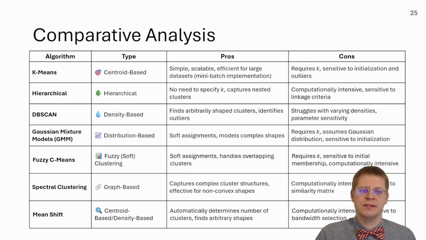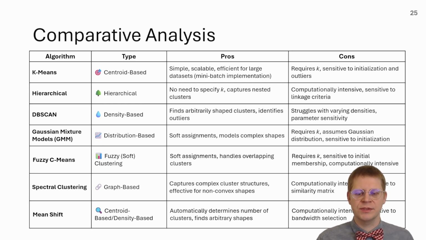This slide summarizes the key clustering algorithms we have discussed, comparing their types, strengths, and limitations. And let us review each algorithm and consider when you might use it. So the K-means. K-means is simple, scalable, and efficient for large data sets in specific implementations like parallelized implementation or mini-batch implementation. It works well when clusters are spherical and evenly distributed.